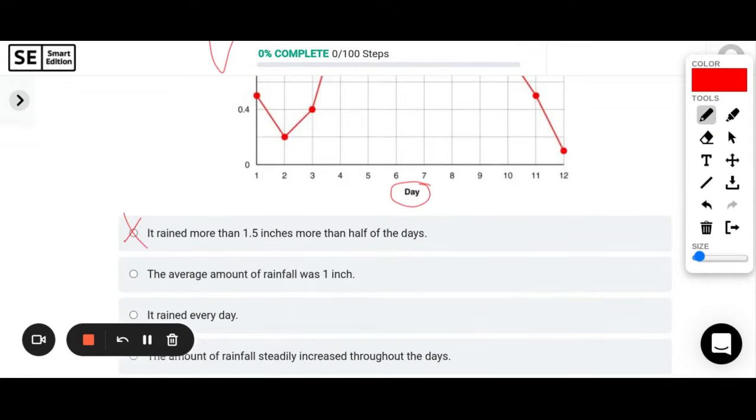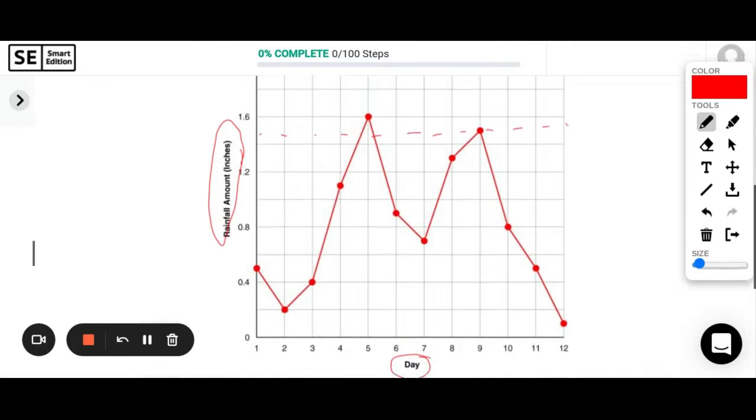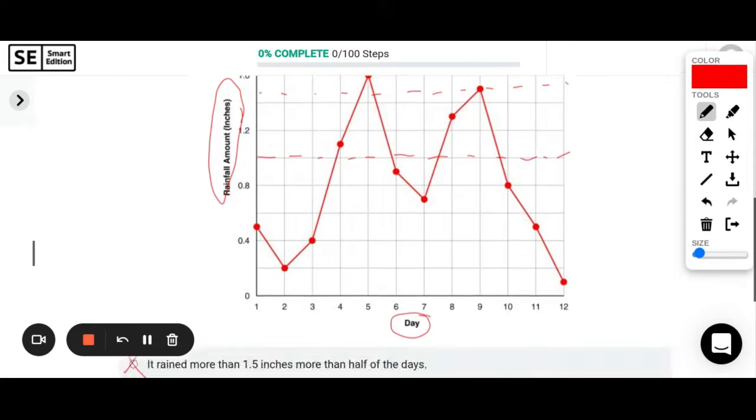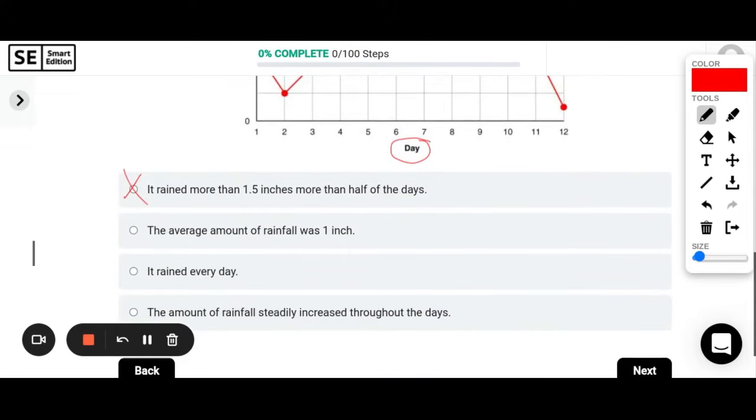The average amount of rainfall was 1 inch. So 1 inch would be down here. The average still looks like there's a lot more below. If we went through and found the average, I would think it would be lower than that. But we could leave that option just in case, and go through our choices and see if anything else makes sense. It rained every day.